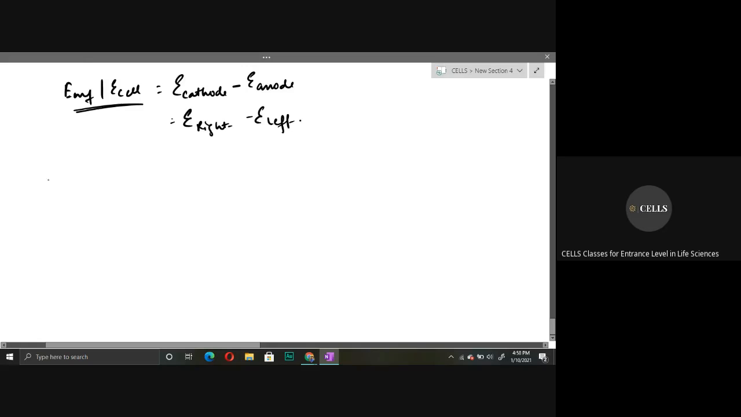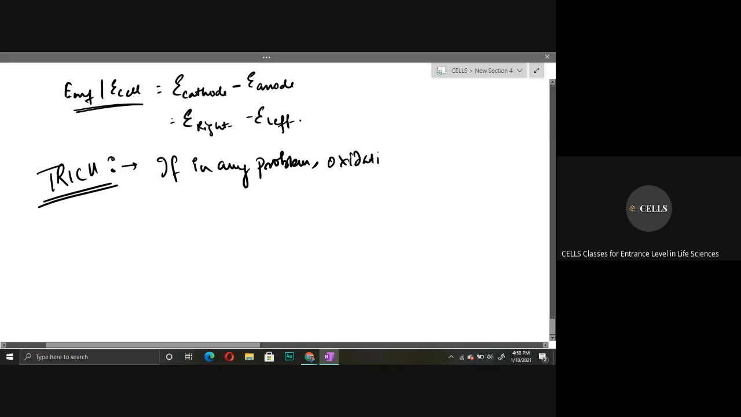But I will give you a good trick. Please remember this trick, you won't regret. Suppose in any problem, they ask you this question, because in JAM they will ask one question from this EMF. If in any problem the oxidation potential is given, you will understand.